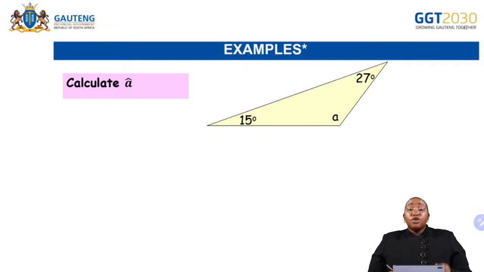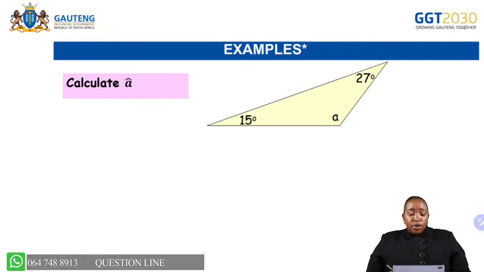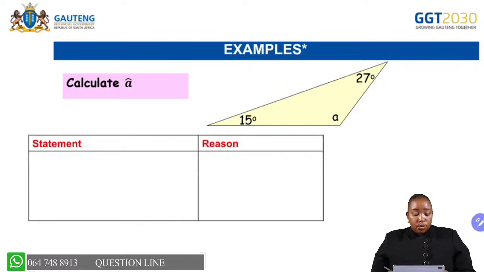Okay, we're going to work with this example. I'm just going to ask you to try and work ahead of me as usual when we do our examples, right? You can start this example, and then as I go along, we'll be marking your work as well. Remember to always use statement and reason, okay? Now, with this triangle, you are given 15 degrees, 27 degrees, and you're asked to find angle A, right? Okay.